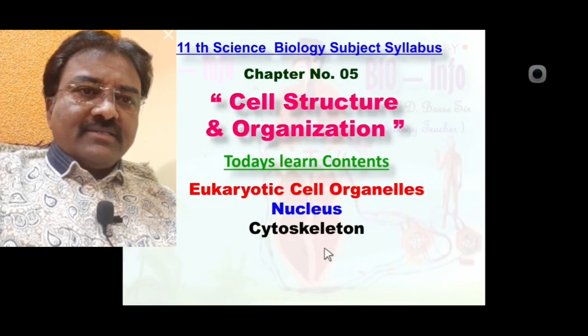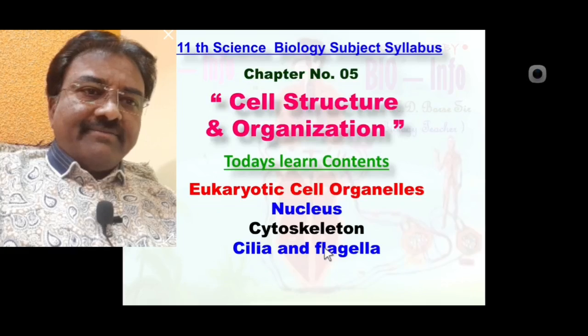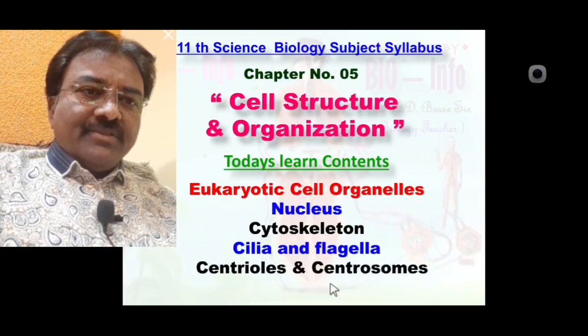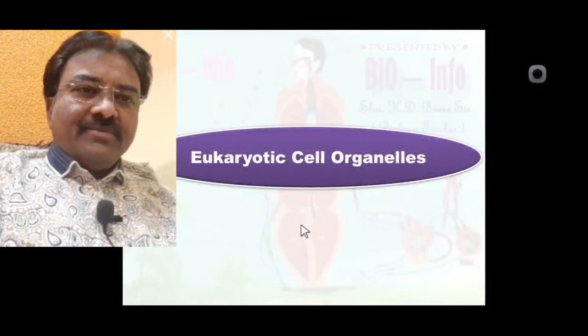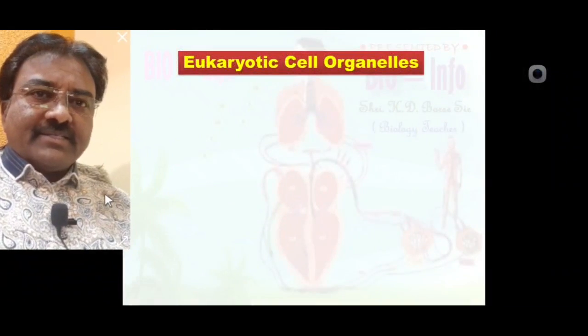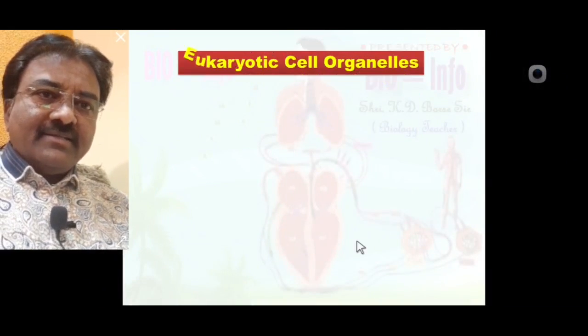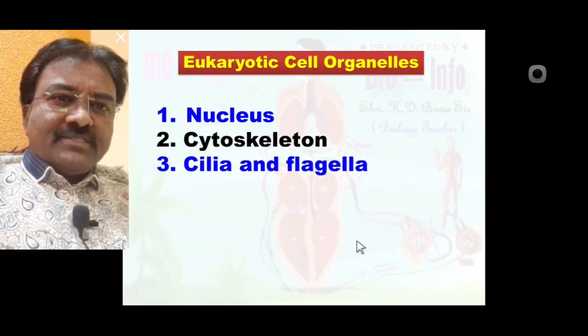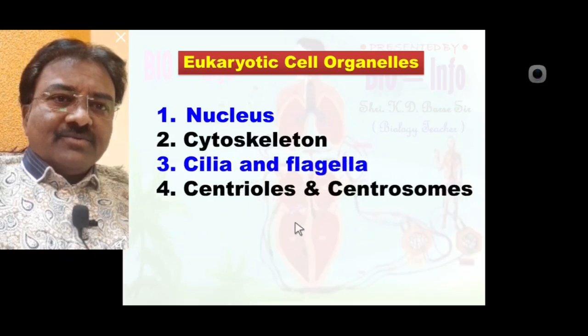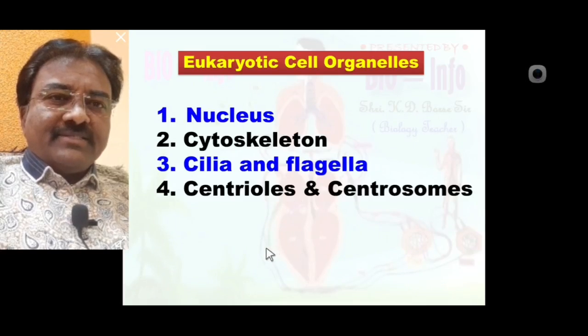Nucleus, cytoskeleton, cilia and flagella, centrioles and centrosomes. So let us start today's first concept, cell organelles of eukaryotic cell. We learn eukaryotic cell organelles like nucleus, cytoskeleton, cilia and flagella, also centrioles and centrosomes. So let us start today's first cell organelle.